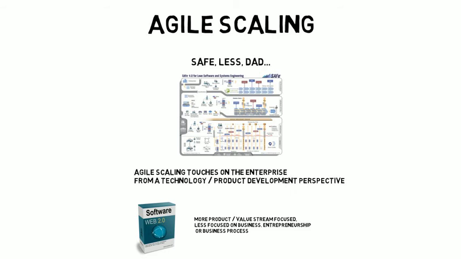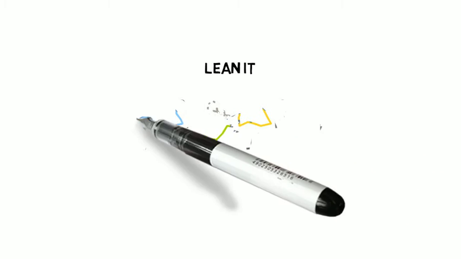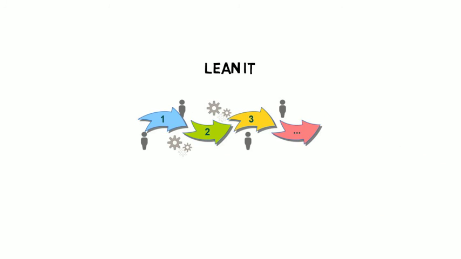Now we get to Lean IT. Lean IT really takes the focus and the process improvement that we looked at previously with lean methods and potentially even Six Sigma, and it takes those methods and applies them within the context of IT, whether it's IT support or software development and products. It looks at process improvement.